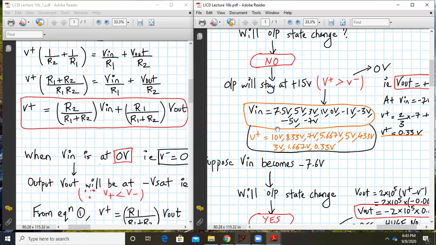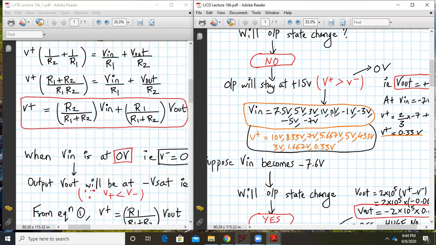That is 7.5. The V plus is at 10 volts. For 5 volts, the V plus is at 8.33. How have we calculated? We have calculated using the formula in the red box. So when V in is equal to 3 volts, V plus is at 7 volts. When V in is equal to 1 volt, V plus is at 5.66.